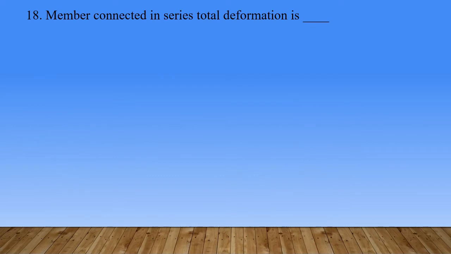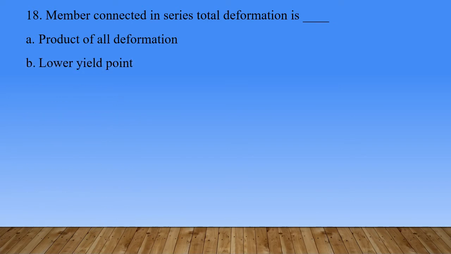Question number 18. For members connected in series, total deformation is: Option A, product of all deformation. Option B, lower yield point. Option C, sum of all deformation. Option D, ultimate point. The correct answer is option C, that is sum of all deformation.